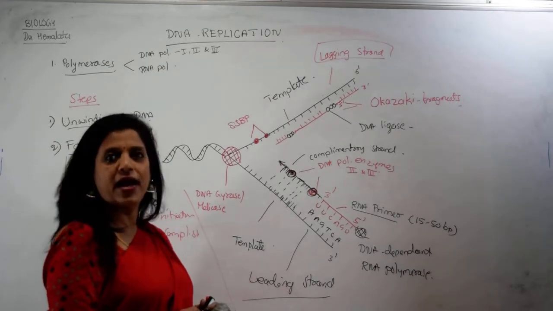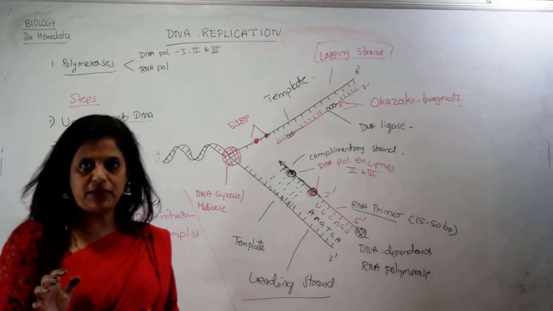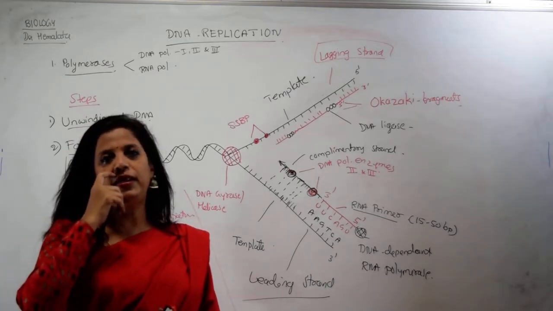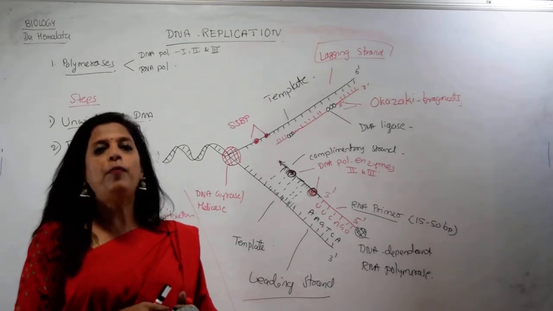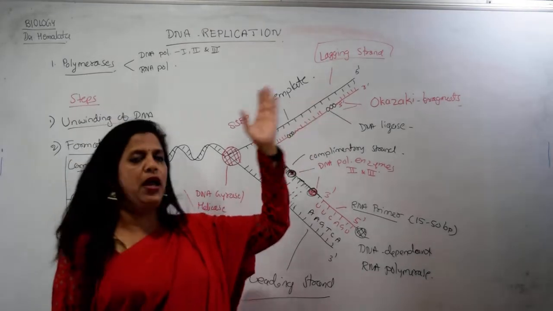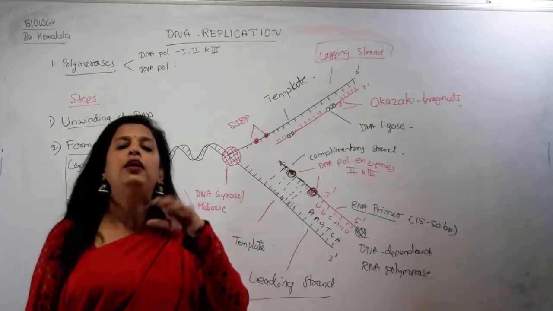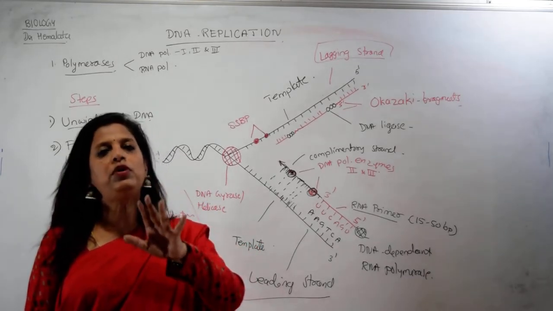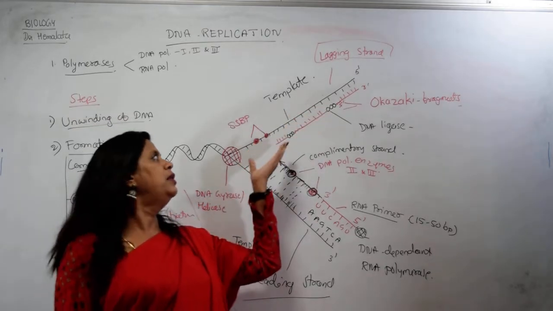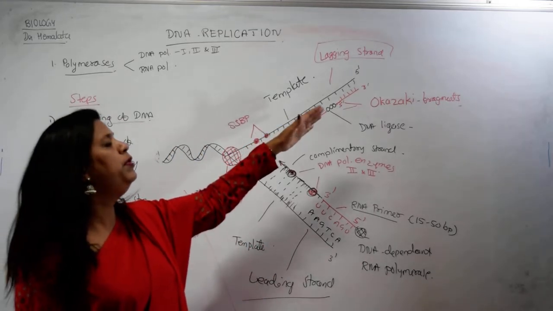Now, how is the lagging strand formed? The lagging strand is the slow replicating strand. It is formed by single-stranded DNA pieces that have complementary base pairs to the template. They are called Okazaki fragments, measuring about 100 to 200 base pairs in length in prokaryotes, and 1000 to 2000 base pairs in length in eukaryotes. They come and bind in a discontinuous fashion here, and they will be very slow.